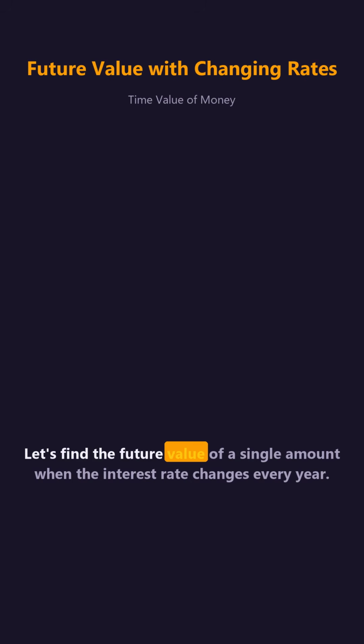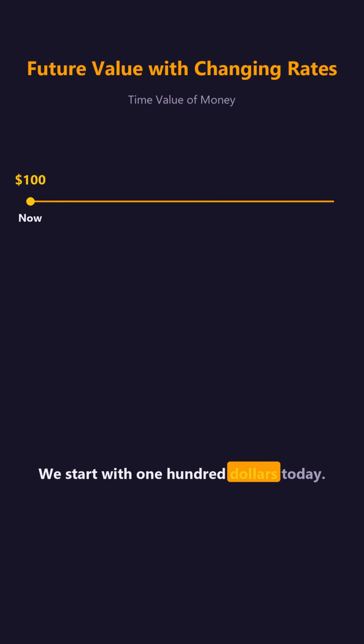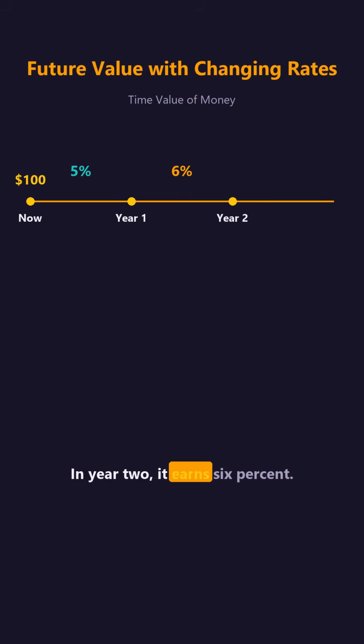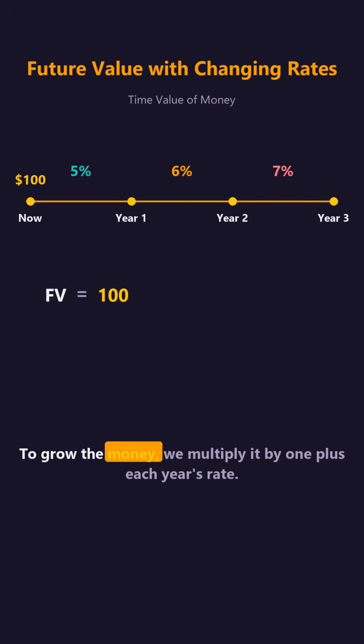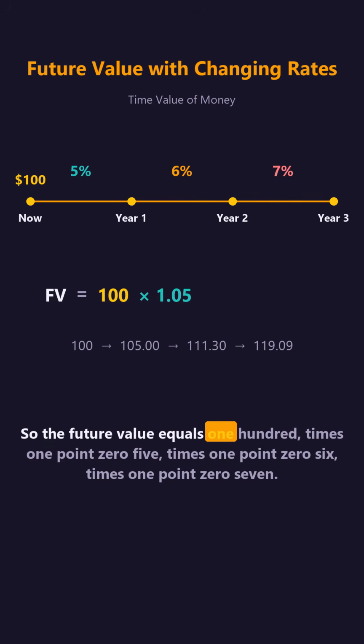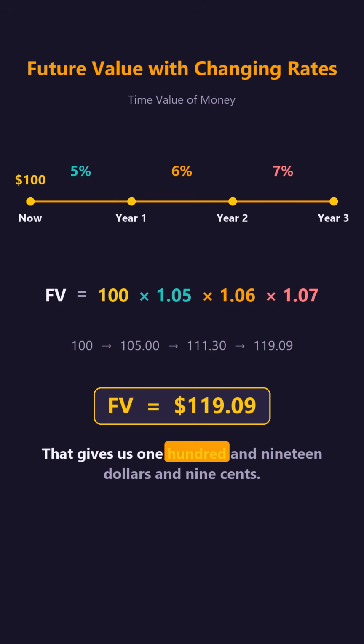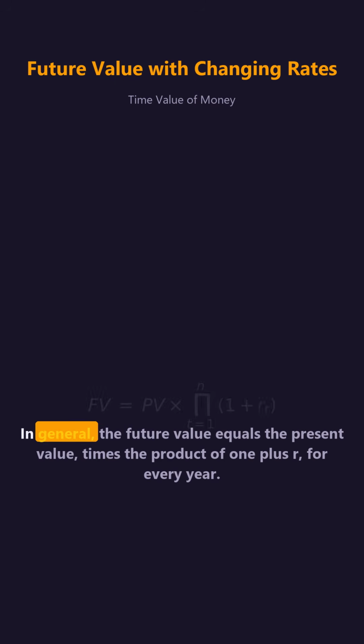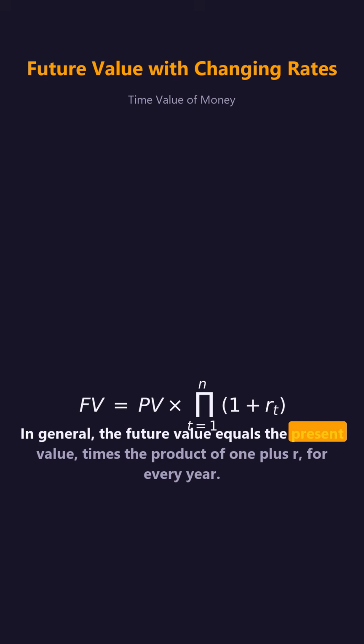Let's find the future value of a single amount when the interest rate changes every year. We start with $100 today. In year 1, the money earns 5%. In year 2, it earns 6%. In year 3, it earns 7%. To grow the money, we multiply it by 1 plus each year's rate. So the future value equals 100 times 1.05 times 1.06 times 1.07. That gives us $119.09. In general, the future value equals the present value times the product of 1 plus r for every year.